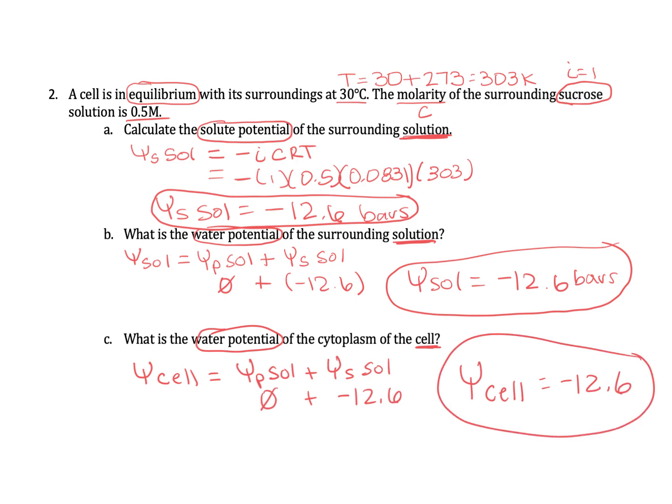Okay, and so that's 2 problems. If we wanted to see what that looked like, we have a negative 12.6 there, a negative 12.6 here. So what we're going to see is water going in at the same rate as water is coming out. Equilibrium. That's what that looks like.